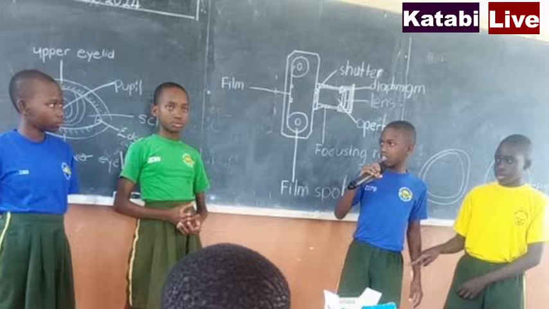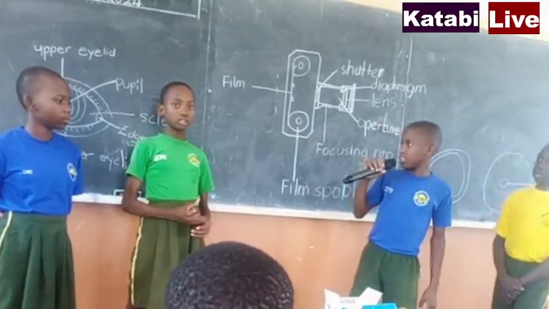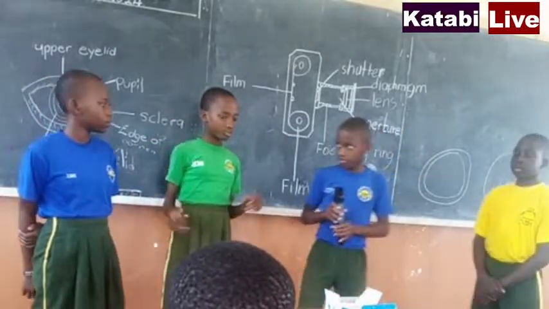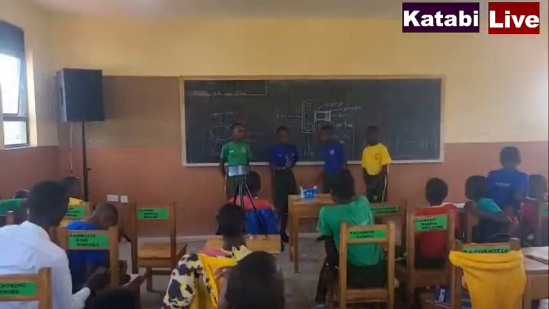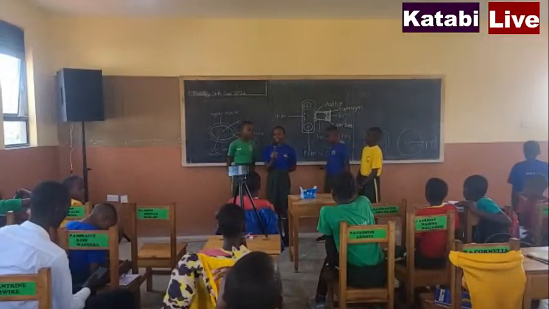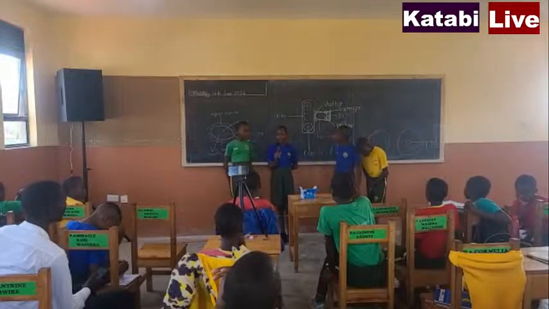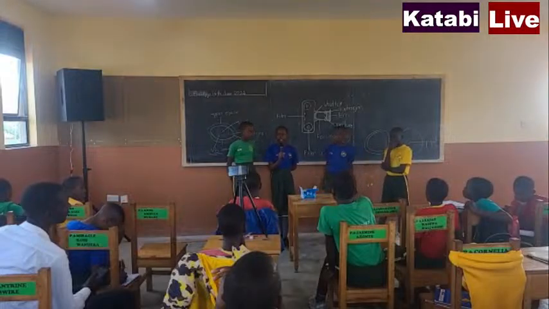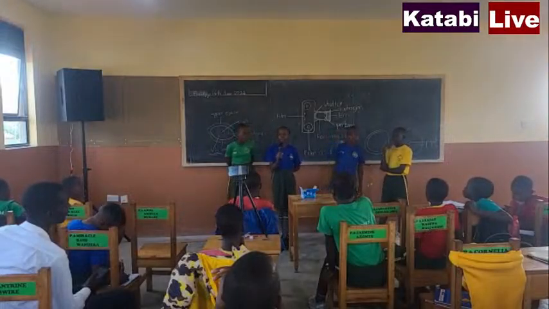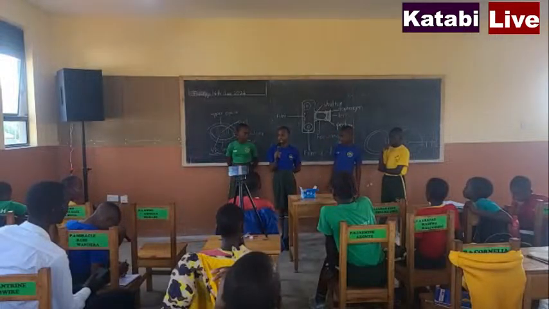differences of the human eye and the lens camera. So we are going to the differences between the lens camera and the human eye. First, the lens in the human eye can change its shape, while in the lens camera, it can't change any shape.